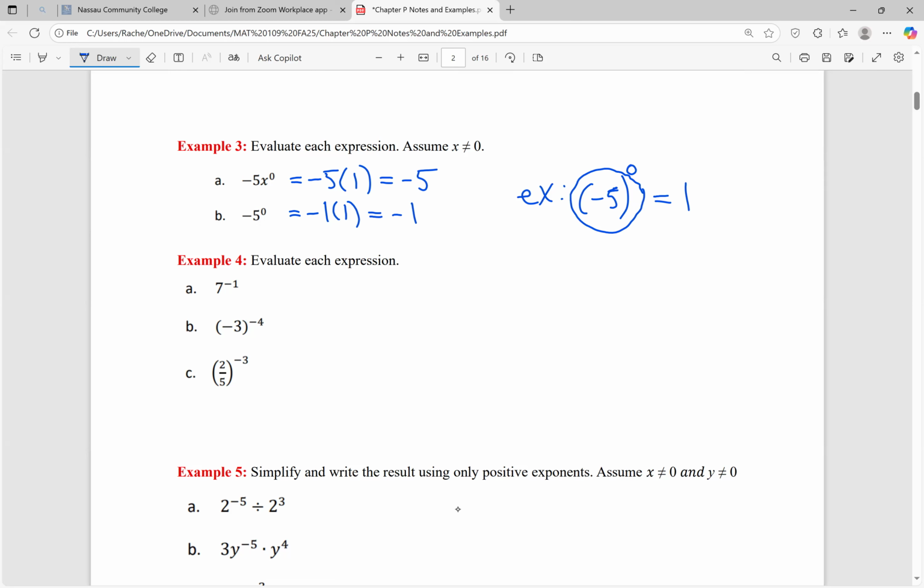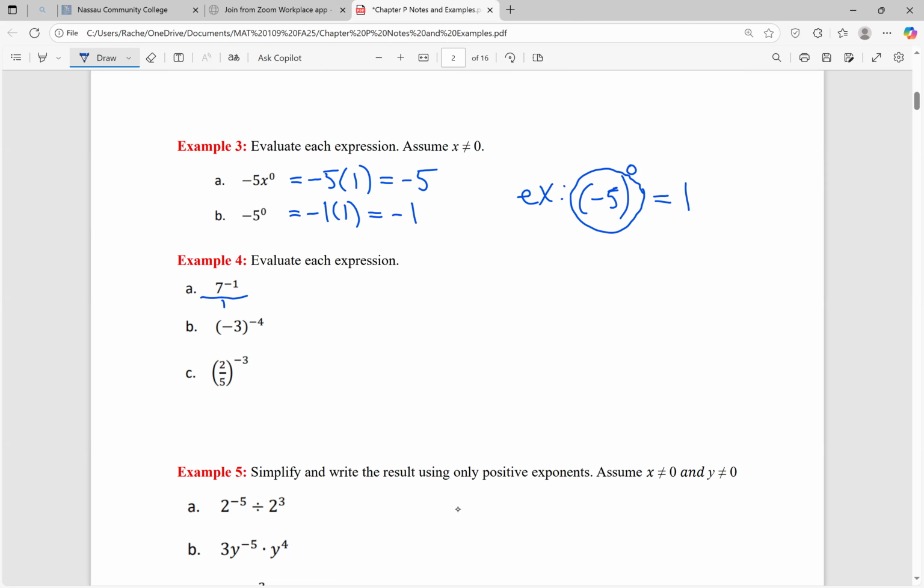So now let's look at example 4. We want to evaluate each expression. Evaluate means give a numeric answer. So 7 to the -1. Remember, in order to evaluate a term that has a negative exponent, we have to rewrite that expression using positive exponents only. So let's take the reciprocal.